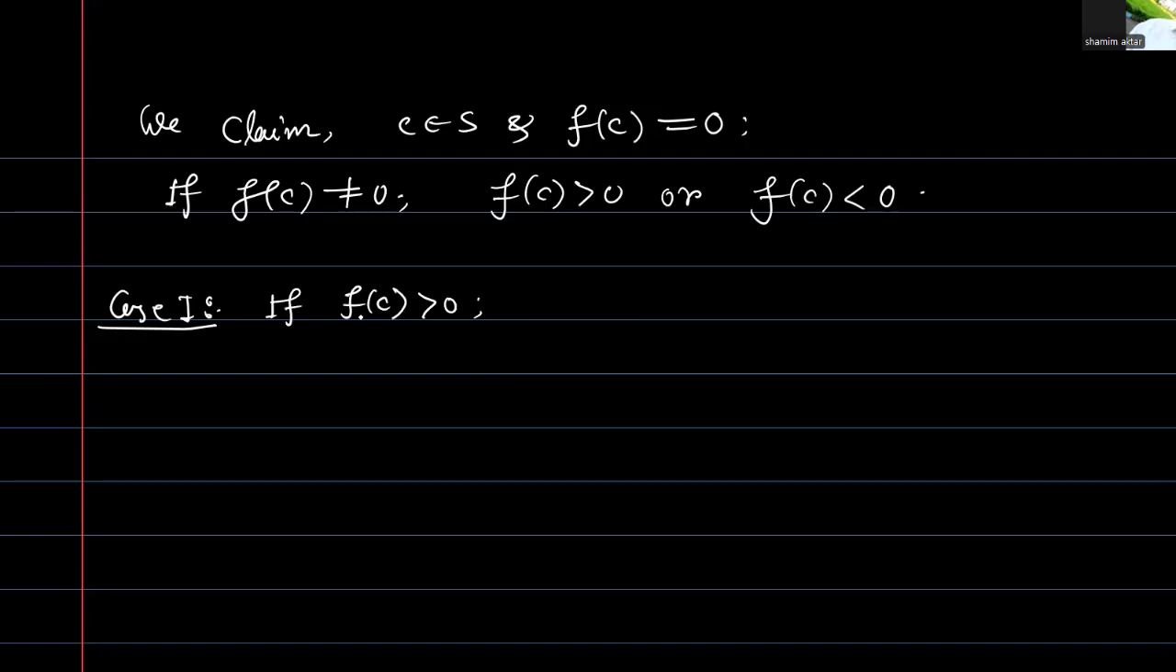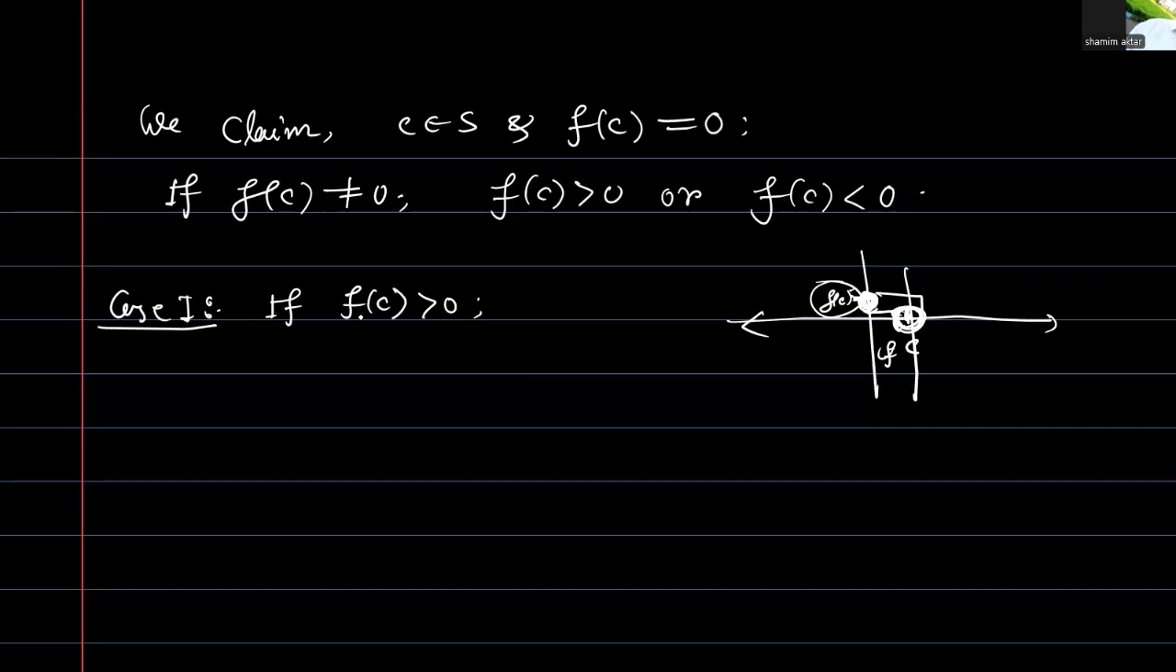We know that for a continuous function that is greater than 0 at a point c, we can find a neighborhood around c on which the function value is greater than 0 for every point in this interval. Suppose f is a continuous function and f of c is greater than 0 here. Then we can find a neighborhood of c such that all the point values are greater than 0.